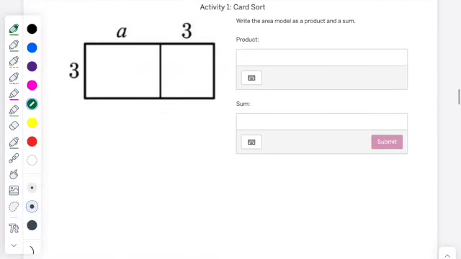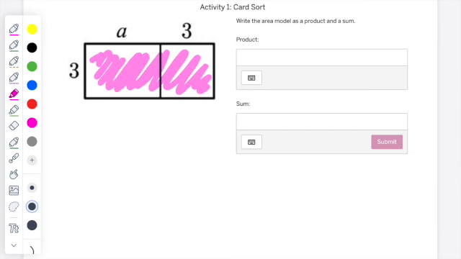For this problem, we're again looking for our area. So we want to know the entire space in here. On top, we've got a and a 3, and on the side, we've got a 3. Go ahead and attempt this problem. See if you can find the product and then the sum. Hopefully you've been successful. Let's take a look and see if your answer is correct.